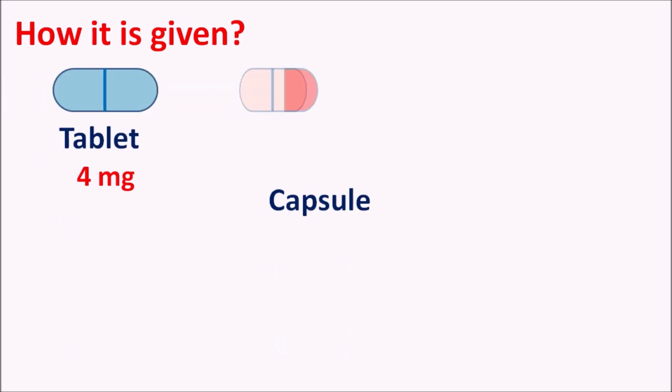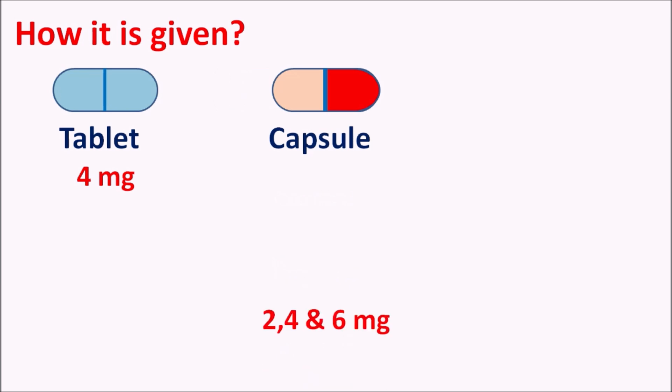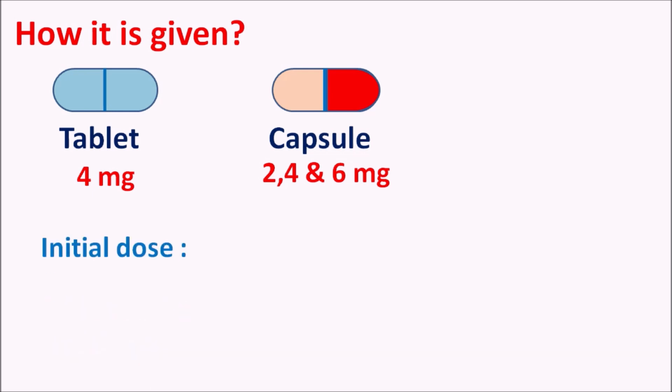How it is given? This drug is available as tablet at a strength of 4 mg and is also available as capsule at different strengths such as 2 mg, 4 mg, and 6 mg. Both tablet and capsule are not bioequivalent in their pharmacokinetics when they are given along with the food, but on empty stomach they release the drug in a similar way, and the initial dose of the drug is started at very low dose. So this drug is started at 2 mg given for every 6 to 8 hours. So maximum it can be given 3 times a day with a gap of around 6 to 8 hours.